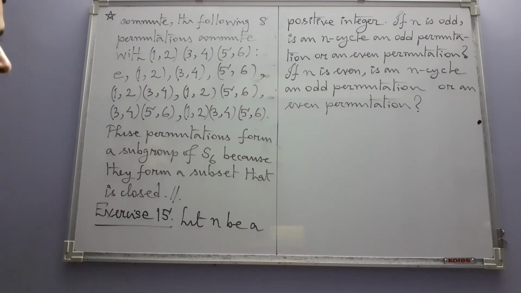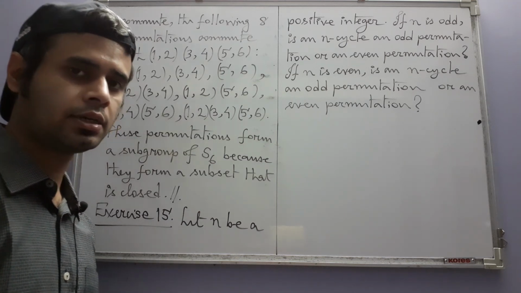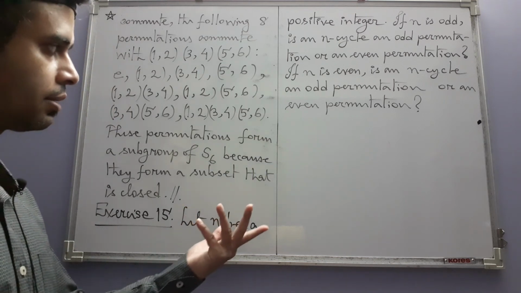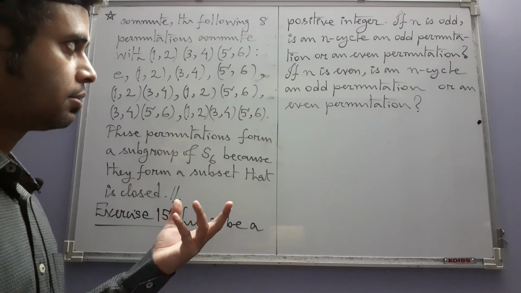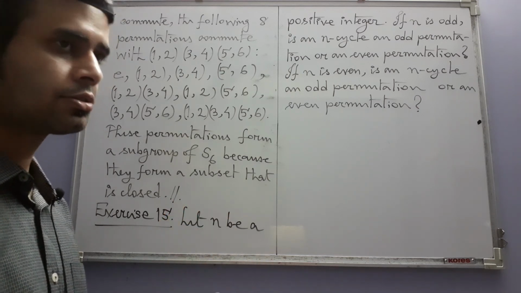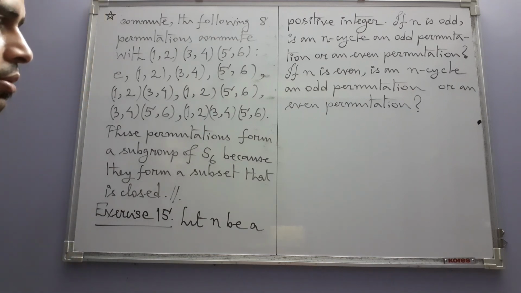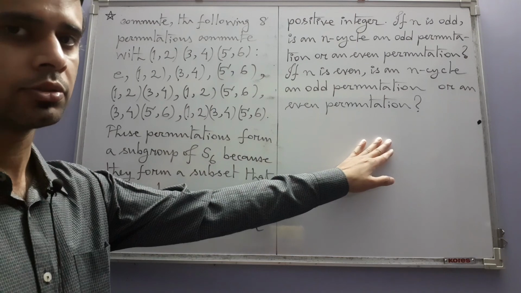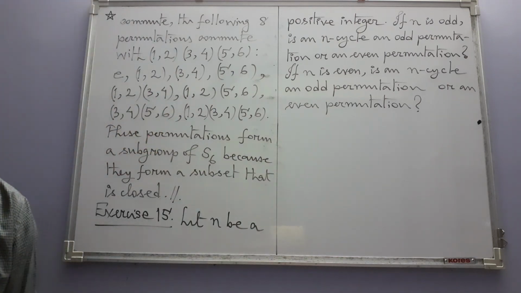So you already know the answer to this. When n is even, the cycle is an odd permutation. When n is odd, the cycle is an even permutation, and we in fact saw why that is so. You can write an n cycle as a product of n minus 1 number of 2 cycles. That's why this happens. So I am not going to write a solution here. You can write it for yourself. And let's end things here with group theory.